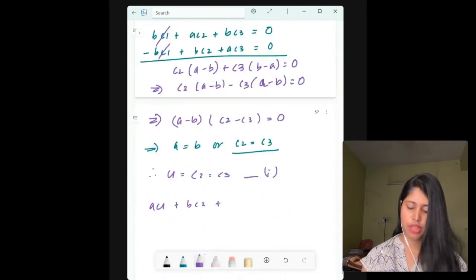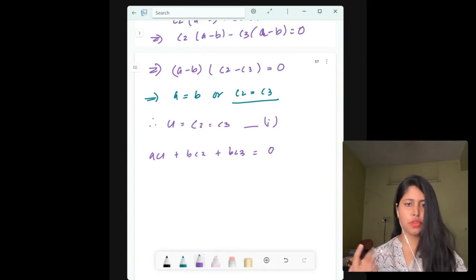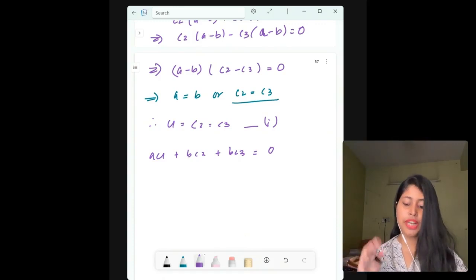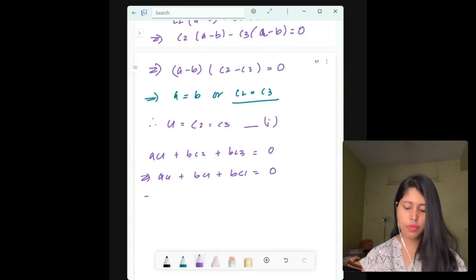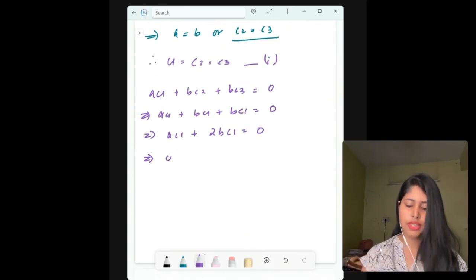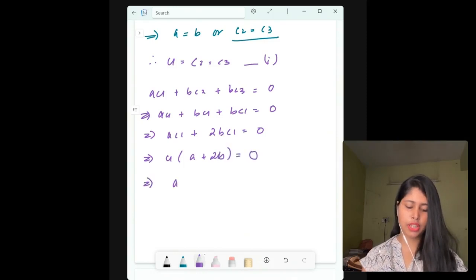BC3 is equal to 0, right? Now here C1 is equal to C2 is equal to C3. Now from here also, if we write C2 and C3 in terms of C1, then what do we get? AC1 plus BC1 plus BC1 is equal to 0, right? Then we get AC1 plus 2BC1 is equal to 0. Now if we take C1 common, then we get A plus 2B is equal to 0. And from here, we get another relation that A is equal to minus 2B, right?